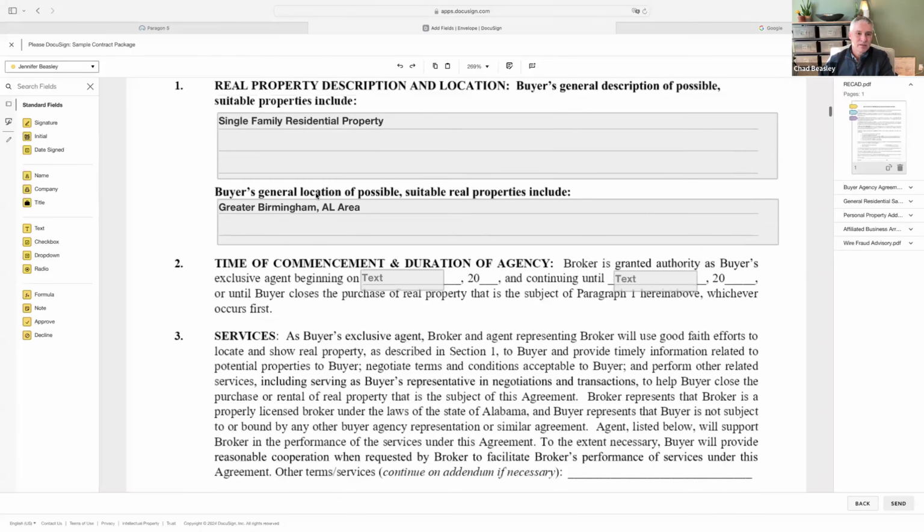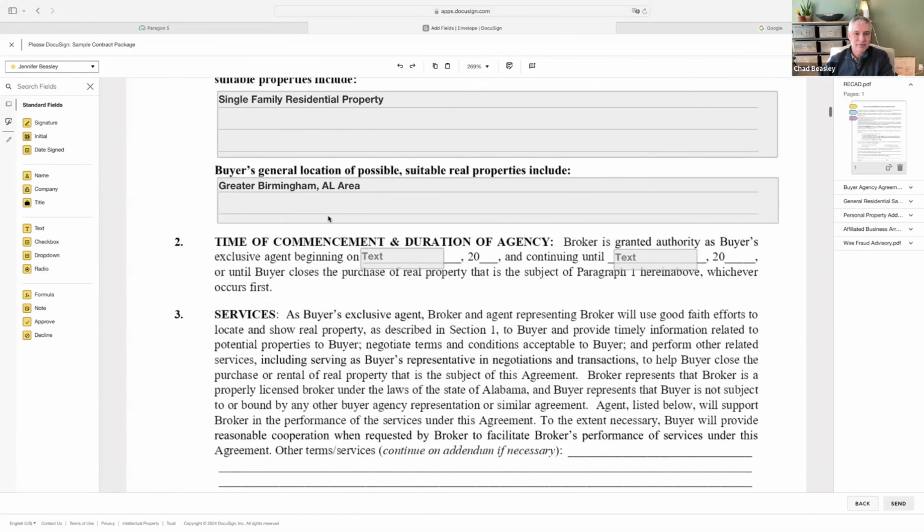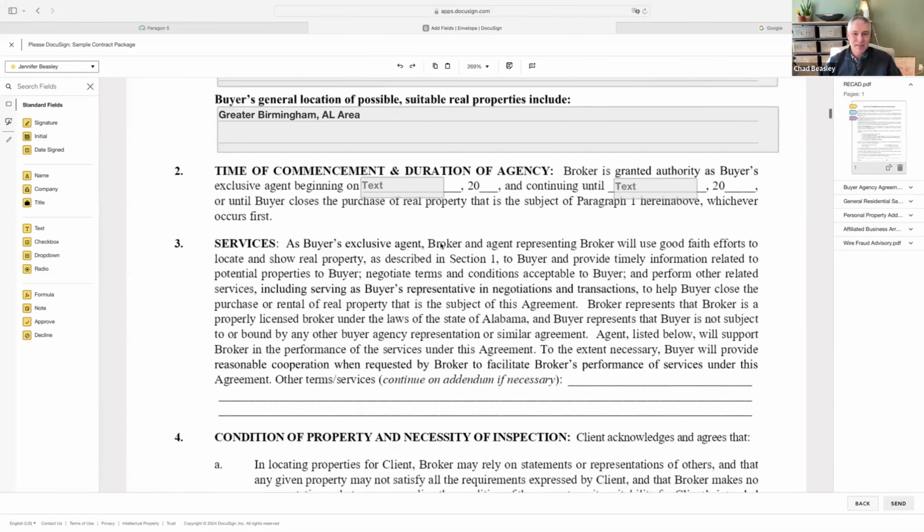And then in the general location of property, you can get as specific as you want here, a specific neighborhood, a specific address or area. I just put Greater Birmingham, Alabama area, because somebody might tell me they want to live in Pelham and they end up buying in Trussville, and so I want this agreement to cover whatever they might buy. And then the time, this is just giving a time frame to your agreement.